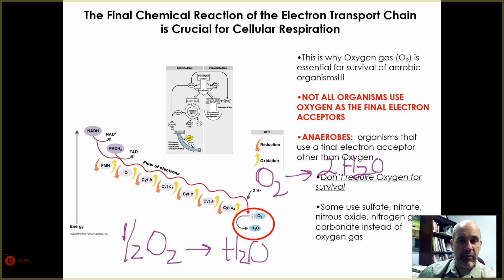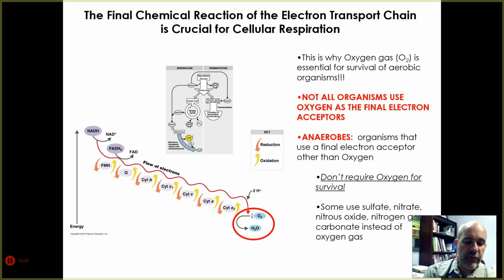So remember when we went over the overall chemical reaction of cellular respiration, we talked about how oxygen gas is an input and water is an output. So aerobic organisms like us and many microorganisms actually generate some of their own water. That's called the water of metabolism.